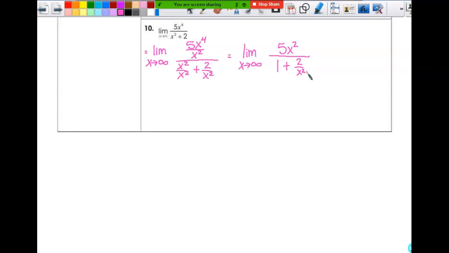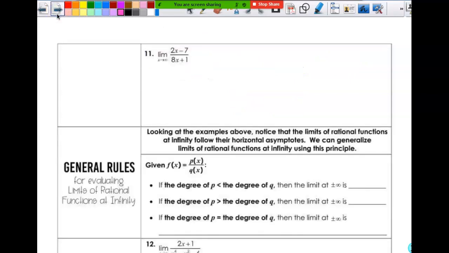Now that I have it simplified, now I can do my direct substitution again. When I substitute infinity into here, 5 times infinity squared is just infinity over 1 plus 0. So that'll give me infinity over 1, which is just infinity. Any questions at this point? All good. I'll give you enough time to write. Okay. All right, so let's look at 11.